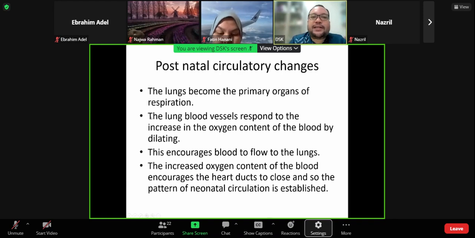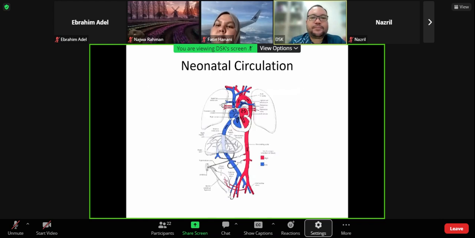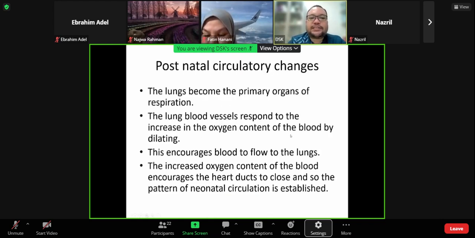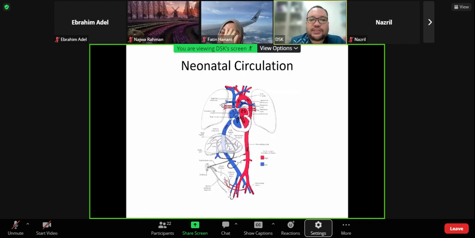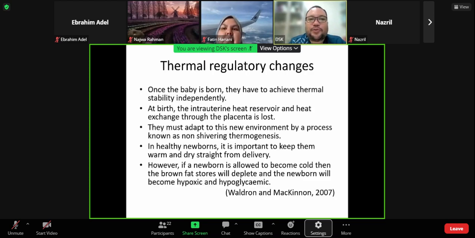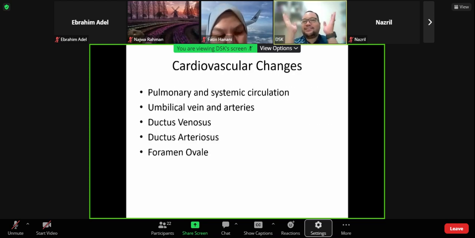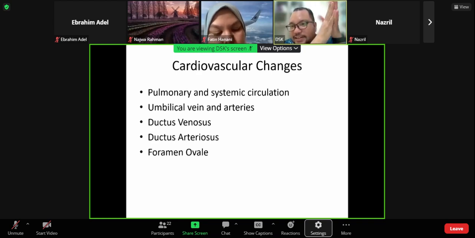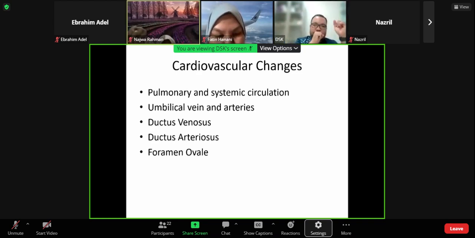Okay, so after birth, the lungs are now the primary organs of respiration. Increased oxygen causes pulmonary vasodilation, and it causes the closure of the ductus arteriosus. And this is the normal neonatal circulation. So these are the changes that I have mentioned before. I hope you remember and understand. Okay, is it clear so far about the cardiovascular changes? Clear? Clear.